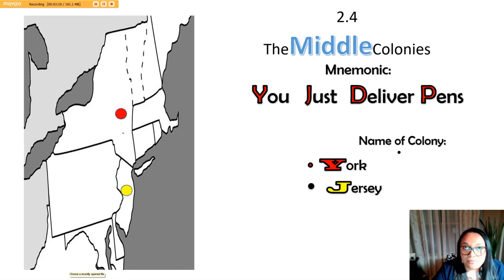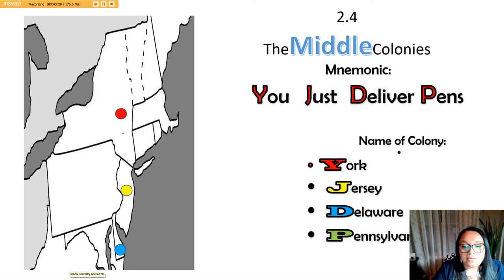Once again, we're going to do the same thing we did in the very first set. We're going to go all along the seaboard first, all along the coast. So Jersey for "just." Next one we have "deliver," D-E-L for Delaware. And the very last colony we have here is "pens," P-E-N for Pennsylvania. Just like in the very first section, we went all the way straight down along the coast, and then we hooked up to the last colony. So New York, New Jersey, Delaware, Pennsylvania.